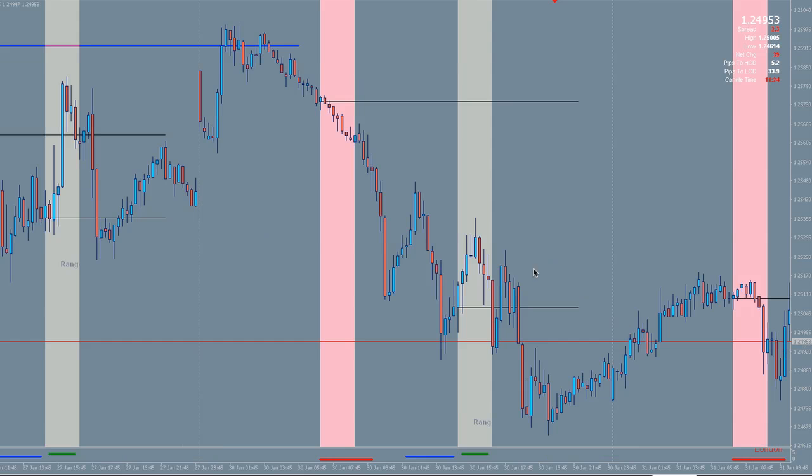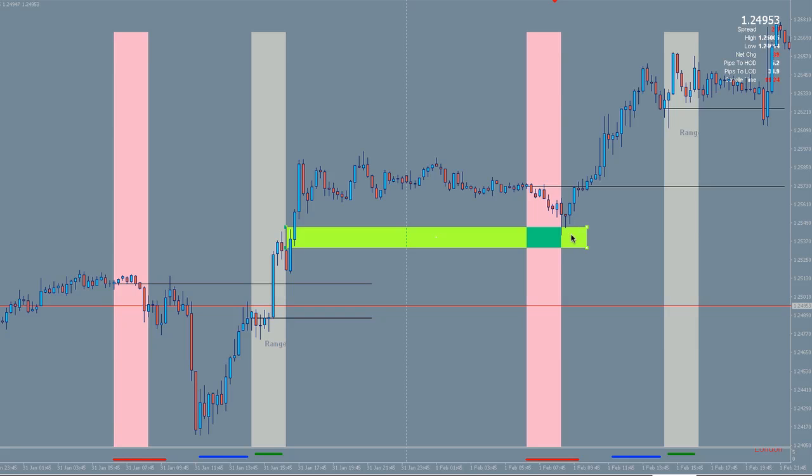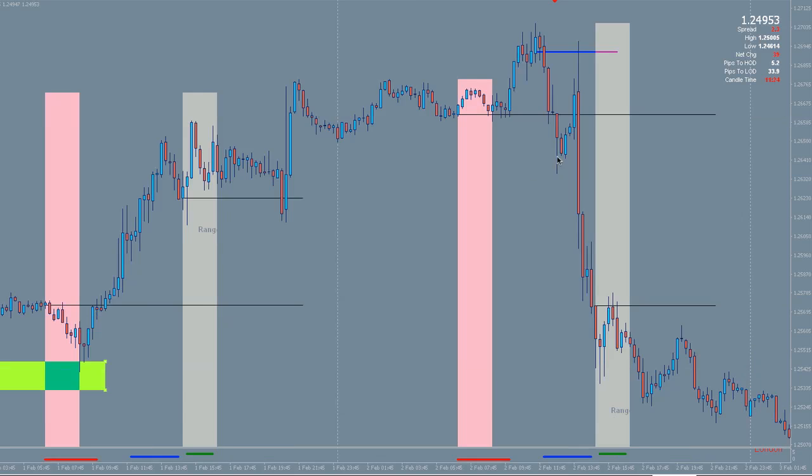Works the top and down on this one. Works the bottom and up on this one. Works the bottom and up on this one. Works the top with pins. Could be a tricky one. Continuation.